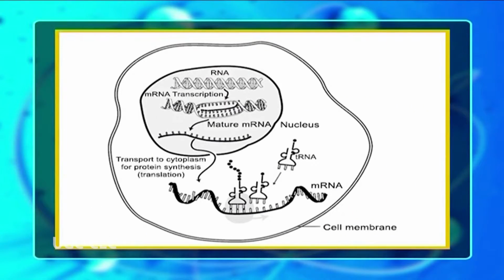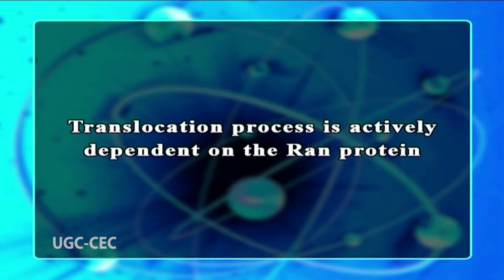Hence, whereas importins depend on RAN GTP to dissociate from their cargo, exportins require RAN GTP in order to bind to their cargo. A specialized mRNA exporter protein moves mature mRNA to the cytoplasm after post-transcriptional modification is complete. This translocation process is actively dependent on RNA protein, although the specific mechanism is not yet well understood. Some particularly commonly transcribed genes are physically located near nuclear pores to facilitate the translocation process.